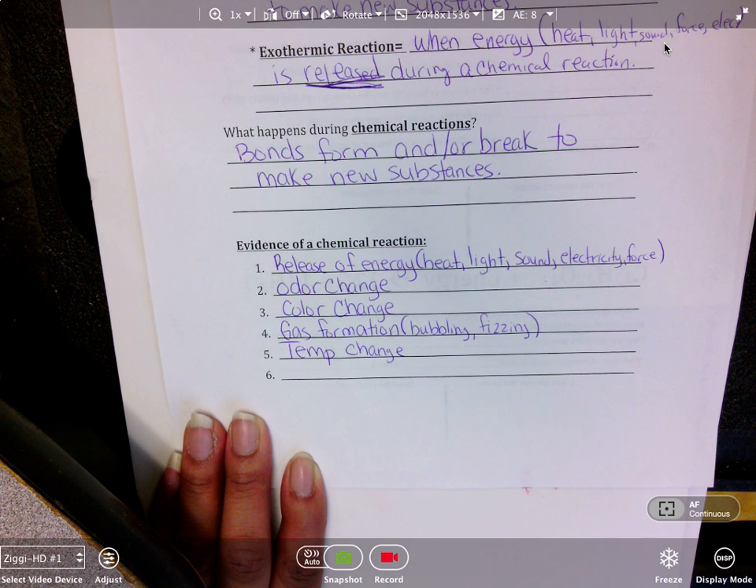Is it a temperature change when, say, your body's cold, but you got a sore and the sore is hot? Yes. Your body is doing something. It's going through a chemical reaction to fix that sore.